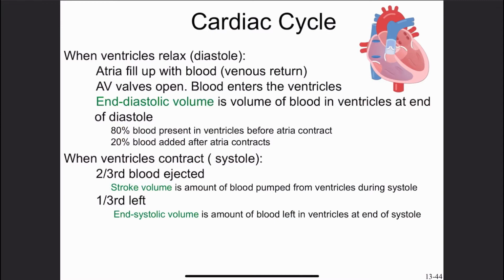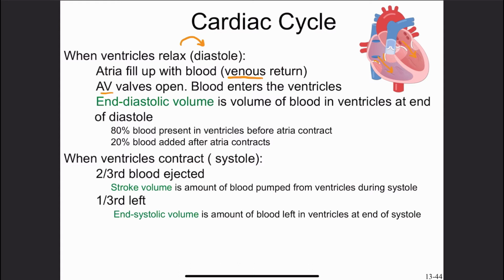Again, when the ventricles relax, which is considered diastole because we're taking the point of view of the ventricles here, the atria fill up with blood. This is called venous return because it's the veins that are filling up the atria. The pressure in the atria is going to cause the AV valves to open, pushing them open, and then blood will enter our ventricles.